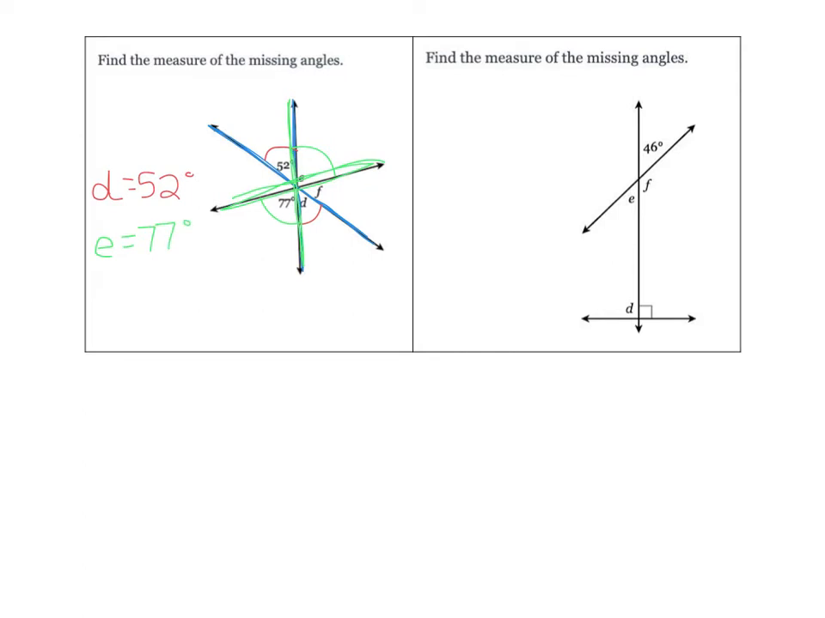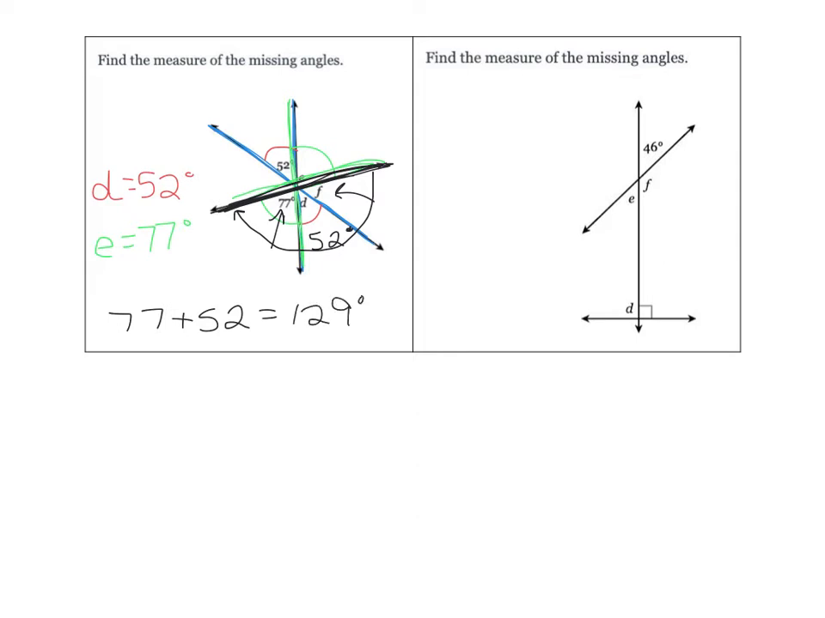Now I don't know the vertical angle that goes with F, but once I have those other angles, I'm actually going to go with this line here. If this is 77 and D is 52 degrees, and this black line is a straight line, that means F needs to be whatever's left to make up 180, because this whole angle is 180. So I'm going to add up the 77 and the 52, and that's going to give me 129 degrees.